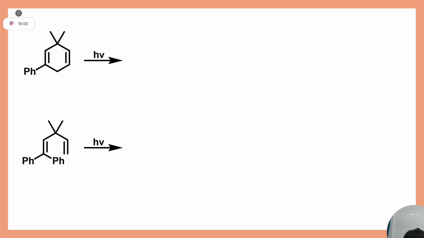Ma'am, a five-member ring will form now. Okay, let me solve also. I don't have the answers. As I know you have understood this, you have made the first radical at this side, right? You can identify this is a skipped diene. This is the starting material for di-pi-methane. In this way, you have to identify.